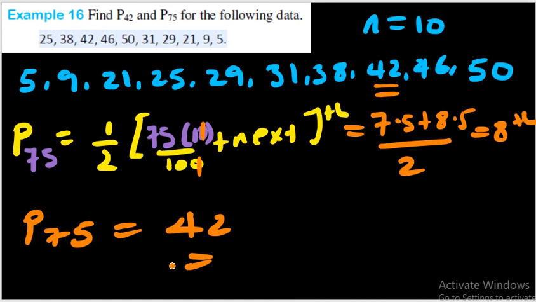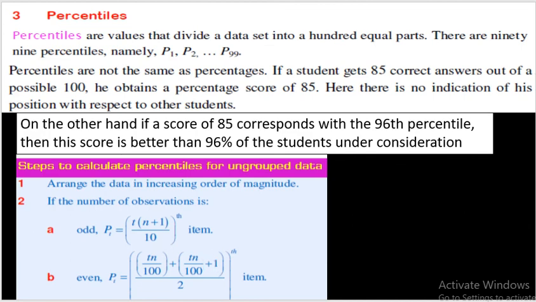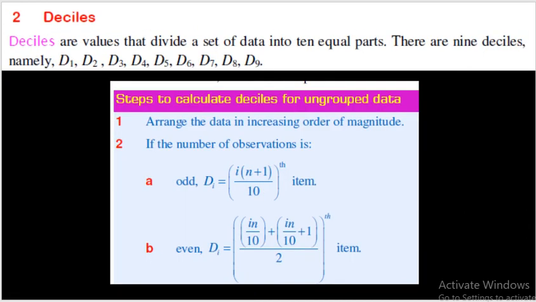So the formulas are almost the same. We are going to apply the same formula. What is the difference? In case of deciles, the denominator will be 10. In case of percentile, the denominator will be 100. In case of quartile, the denominator will be 4. So this is the way to find quartiles, deciles, and percentiles for ungrouped data.